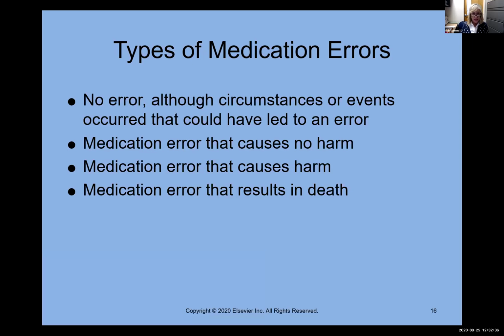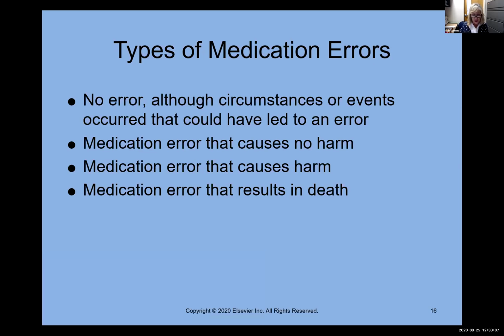So, types of medication errors. What is the first one? No error, although circumstances or events occurred that could have led to an error. We already talked about that. You guys tell me, what is that called? Good. It's a close call. So an error didn't actually happen, but it could have happened if someone hadn't been alert and spoke up. It is reportable though.